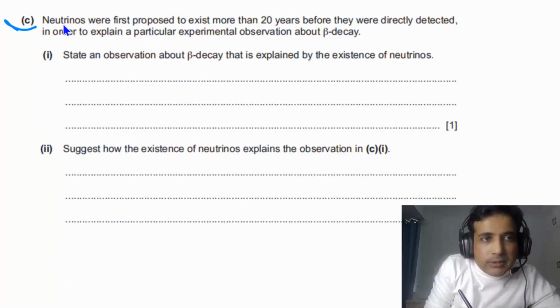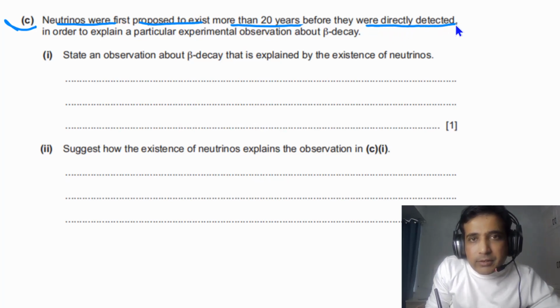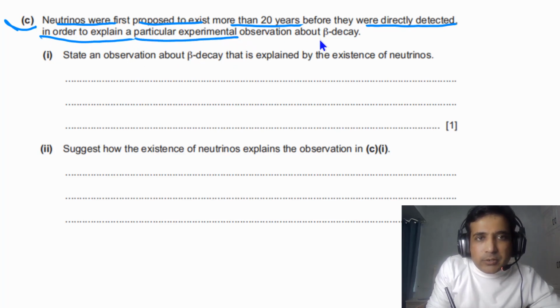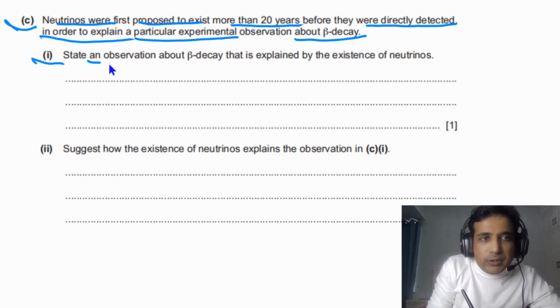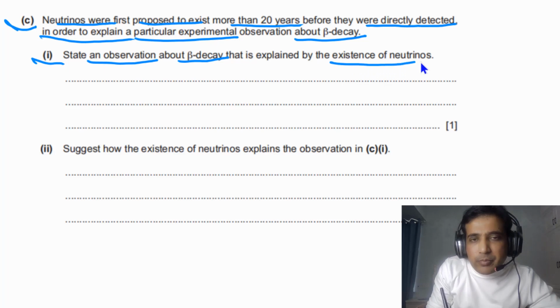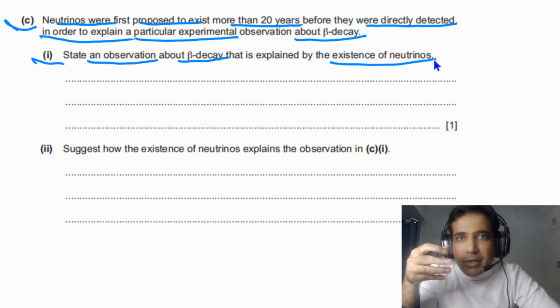For part C, it is given to us that neutrinos were first proposed to exist more than 20 years before they were directly detected, in order to explain a particular experimental observation about beta decay. For part C1, we need to state an observation about beta decay that is explained by the existence of neutrinos. So simply we need to explain why neutrinos were discovered before they were even detected.